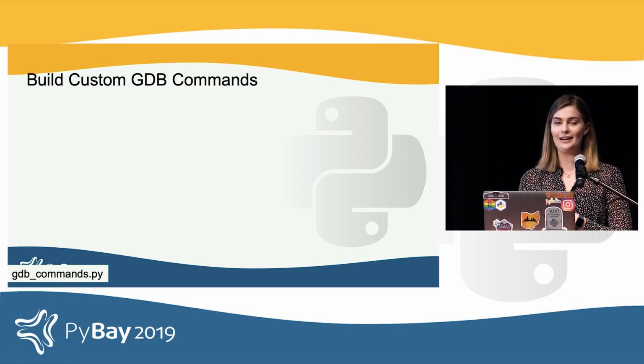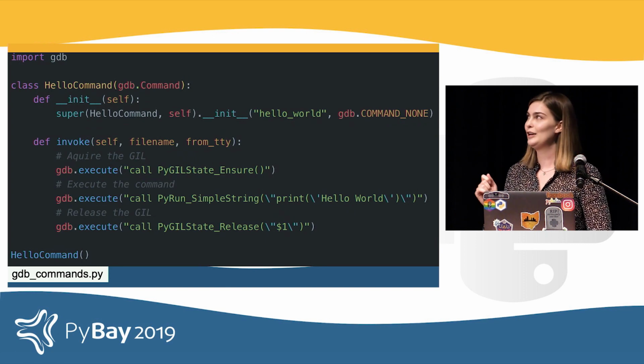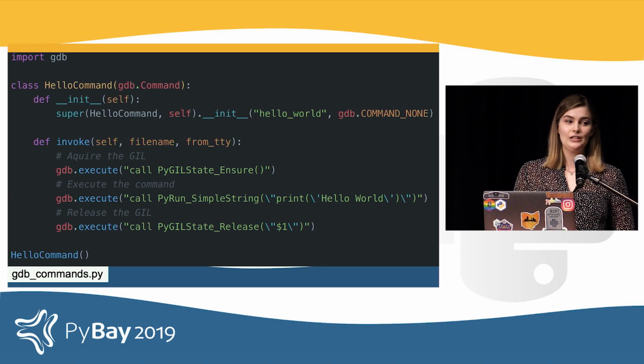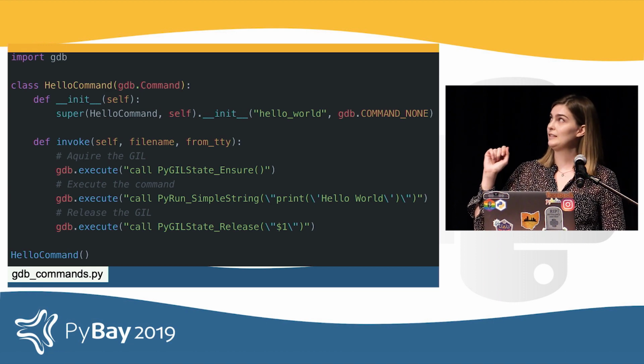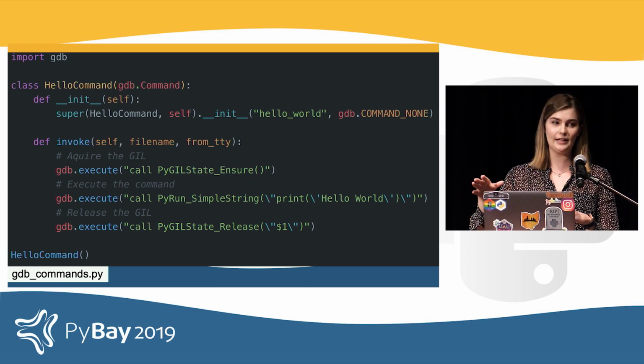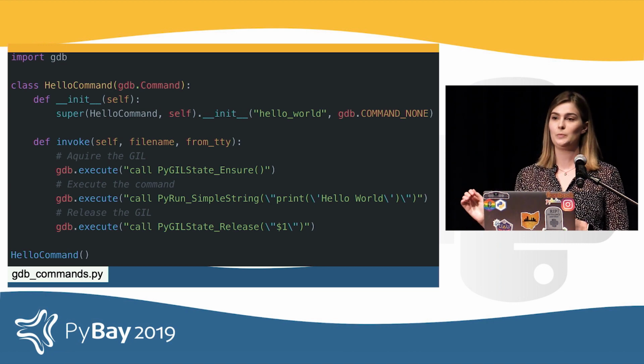Next step. That was a lot of code. I copied and pasted it because it took me so long to write into that dinky little interpreter. What I would rather do is have this all in a nice single line command, just like those help commands, just one word. We can do that by building our own custom commands. This looks like a lot of code, but it's actually really easy. So we import GDB, then we subclass the GDB command class. You need to initialize it with the name you want your command to be called. We did hello_world, so from the GDB CLI, we should be able to type hello_world.